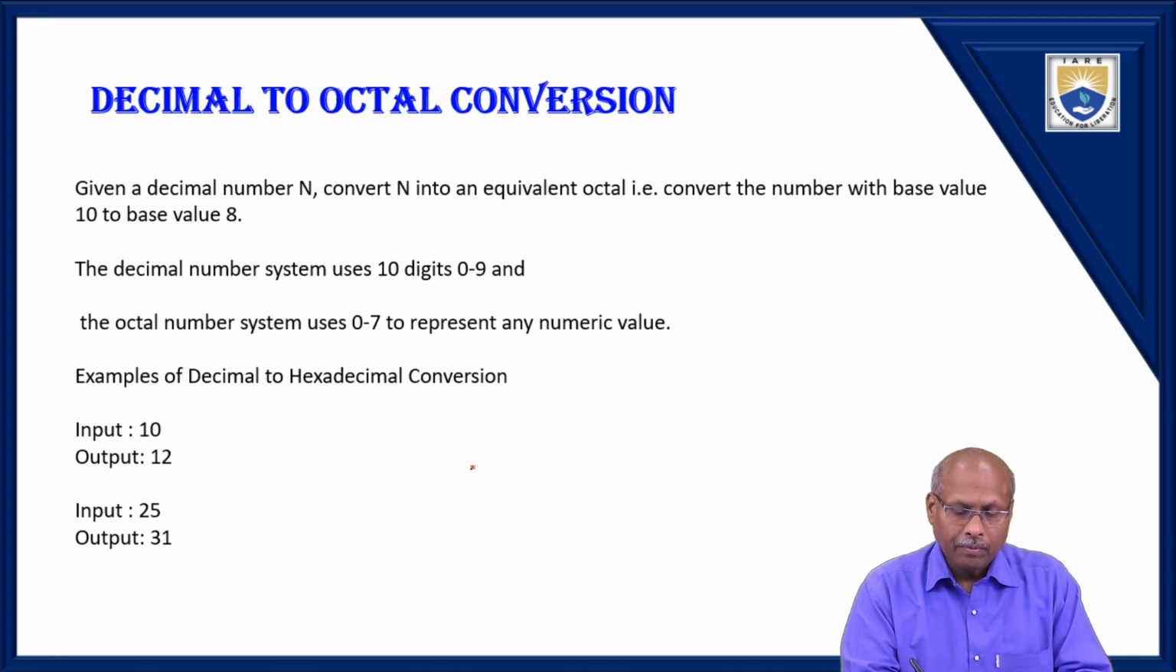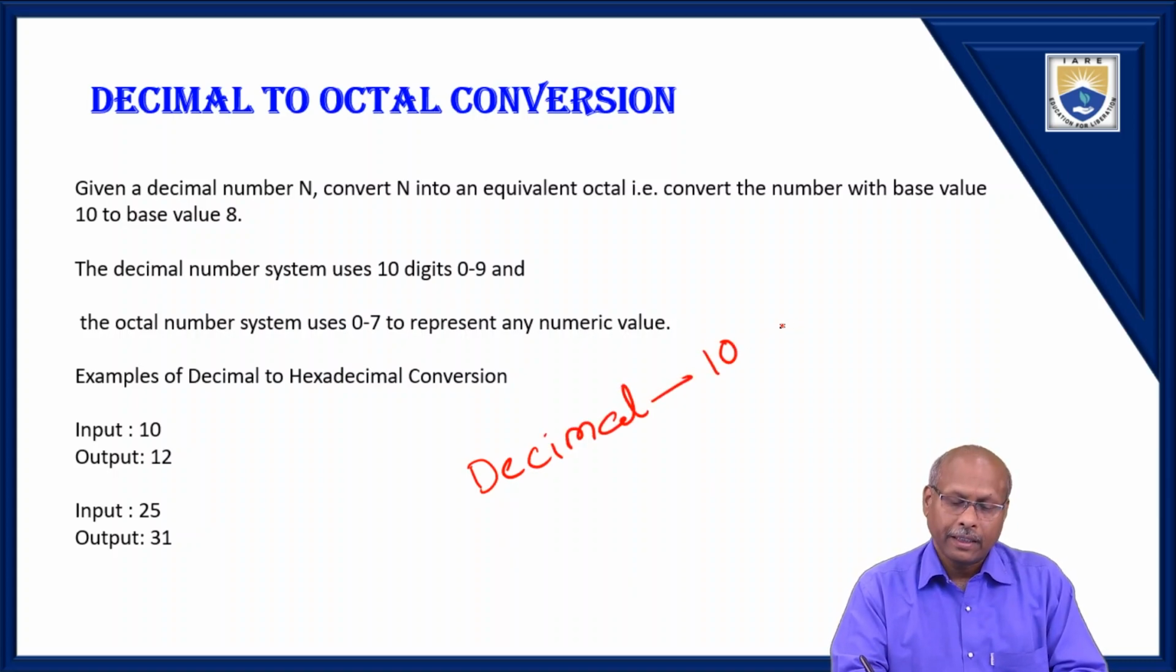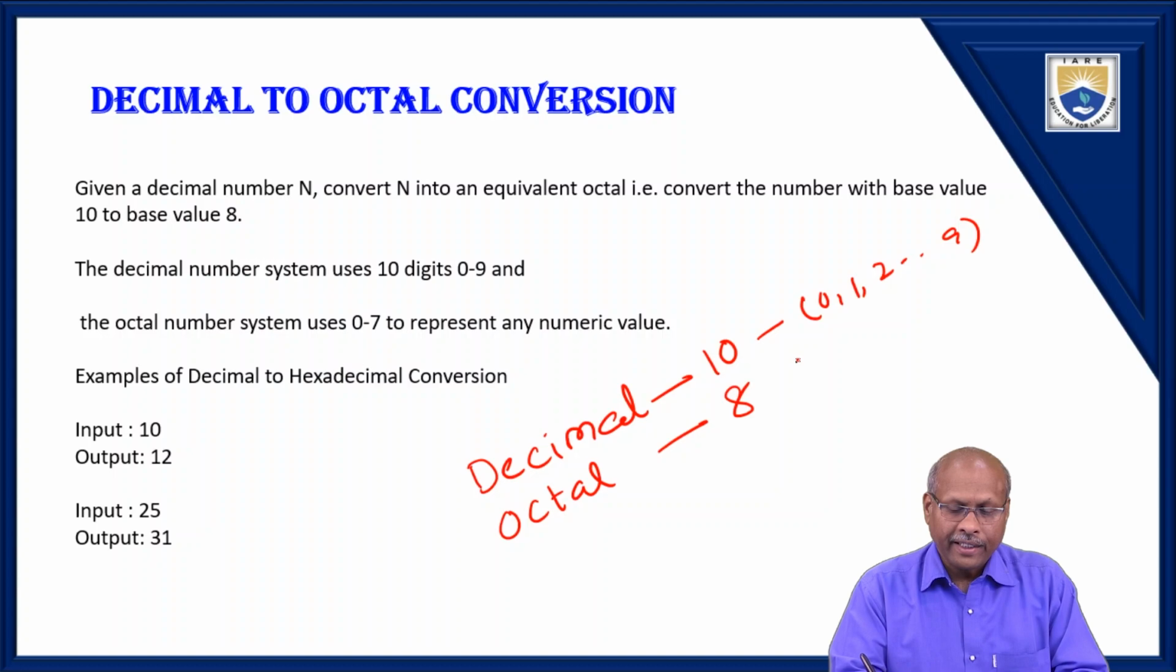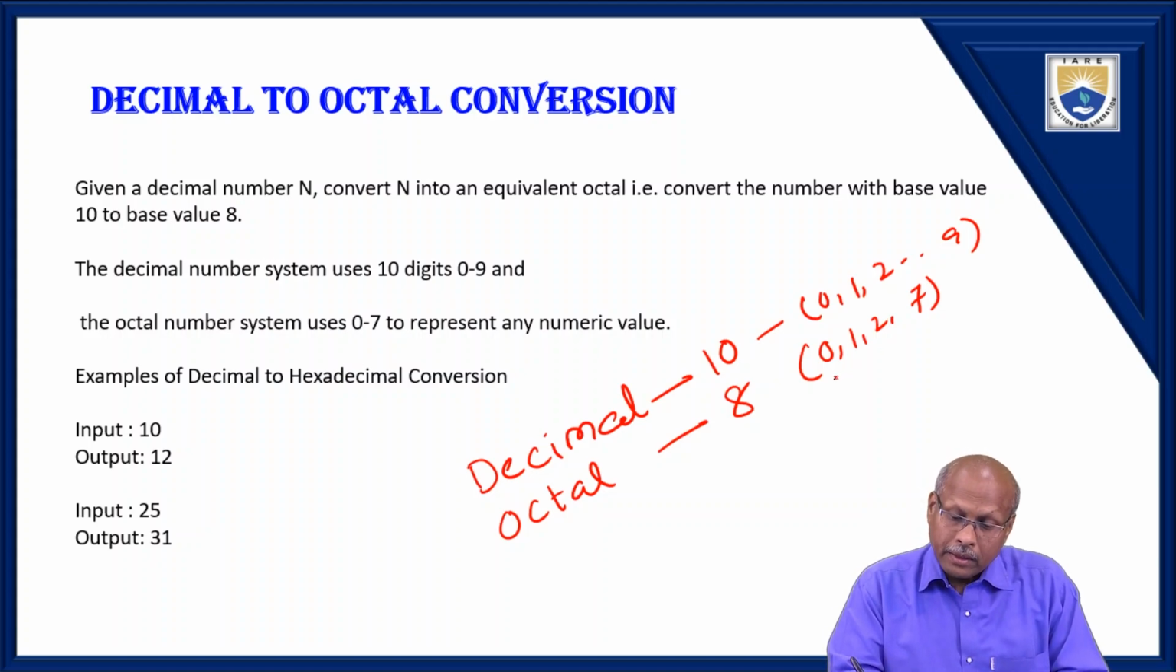When I say decimal, the decimal number system has 10 different digits: 0, 1, 2 up to 9. And when I say octal, there are 8 different digits: 0, 1, 2 up to 7. So when you are writing between 0 to 7, that number can be an octal number. When you are writing between 0 to 9, that number can be a decimal.